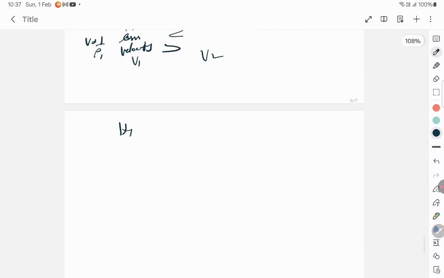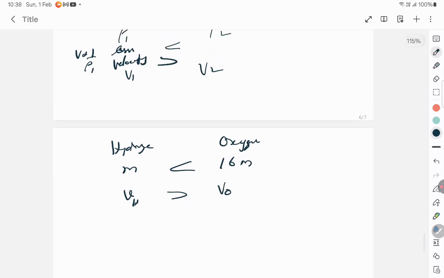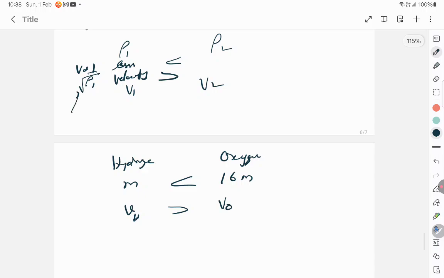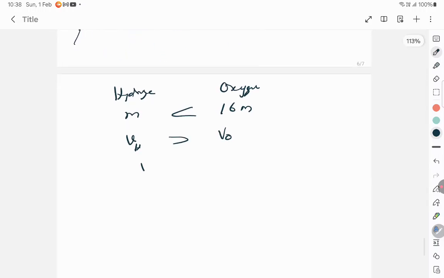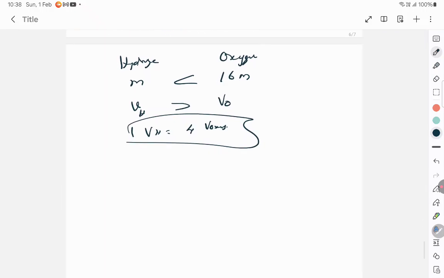So let's consider hydrogen. Hydrogen is less dense when compared to oxygen. Mass is 16 times, so density is also 16 times the mass of hydrogen. And so since the density is lesser here, the velocity is greater for hydrogen than that of oxygen. And it's the reciprocal of square root of density. So if this is 16 times, velocity of hydrogen will be 4 times the velocity in oxygen. So that's the relationship between velocity and density. The velocity and density does change. Next is humidity.